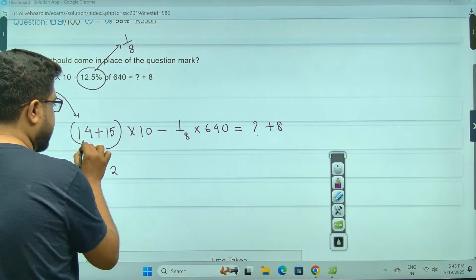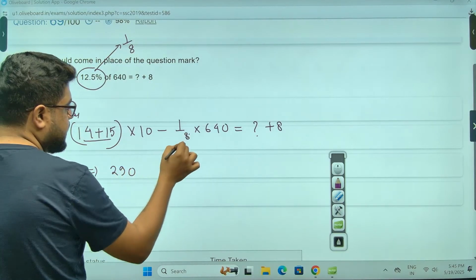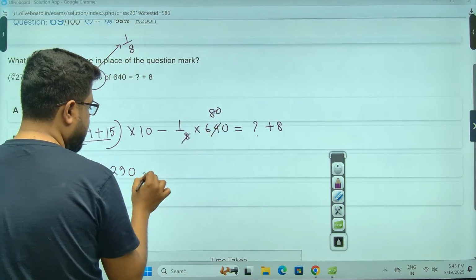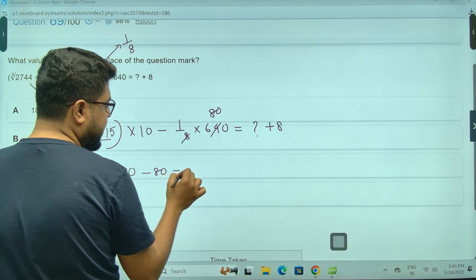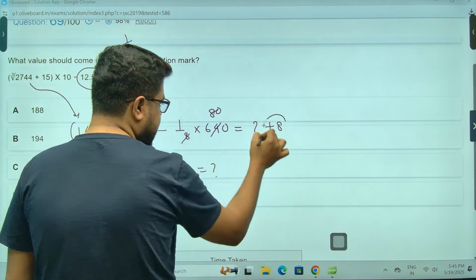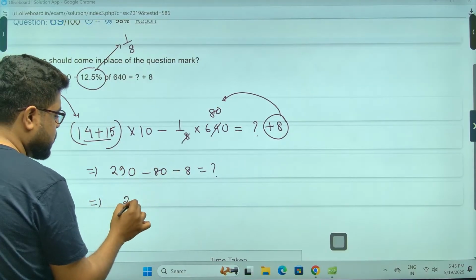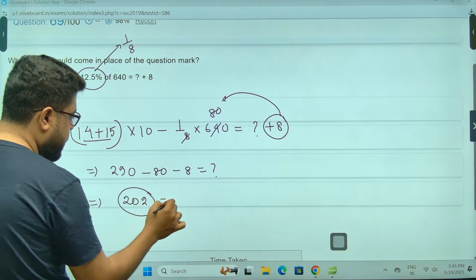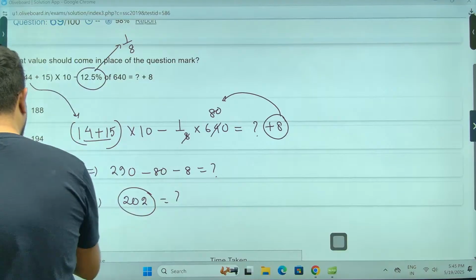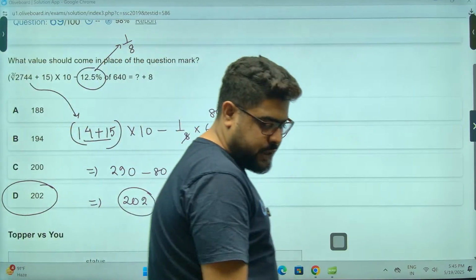Sir, this is 290. 29 into 10. This is 80, sir. It minus 8 is equal to this. This 8 I have taken to this side. So this is 210 minus this is 202, sir. 202, that is option D. Option D, sir.